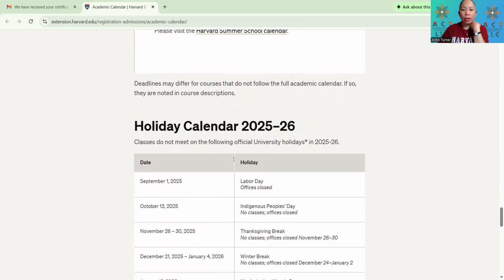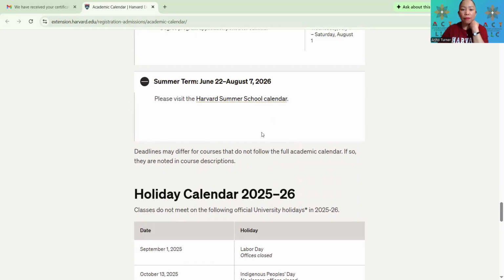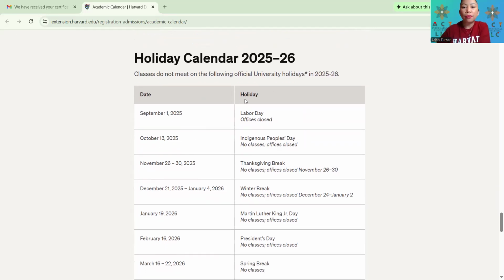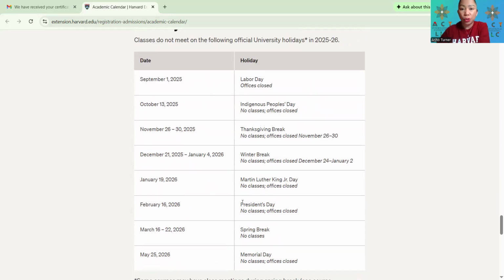For the summer term, they will get you to the Harvard Summer School calendar. But before I shift to that calendar, I wanted to share muna yung holiday calendar for 2025-2026. Harvard University observes these dates as holidays. September 1, October 13, they celebrate Indigenous Peoples Day. As an Indigenous person myself, I appreciate that this is being celebrated. October is also Filipino American History Month. November 26th, that is Thanksgiving.